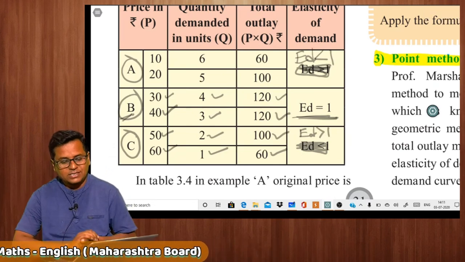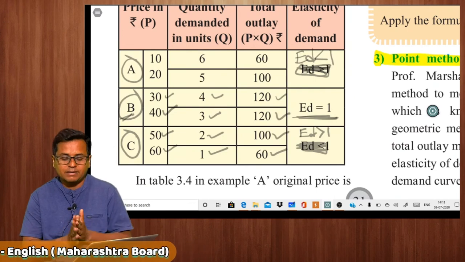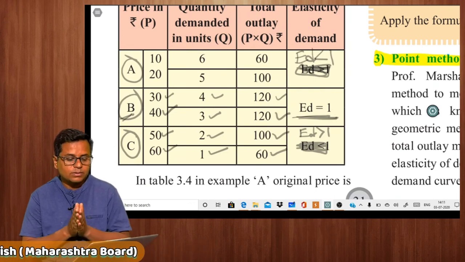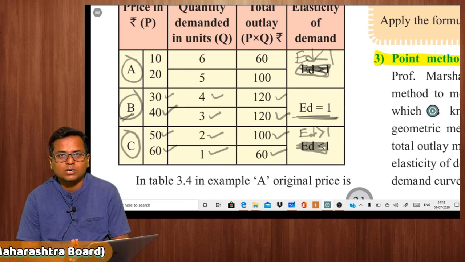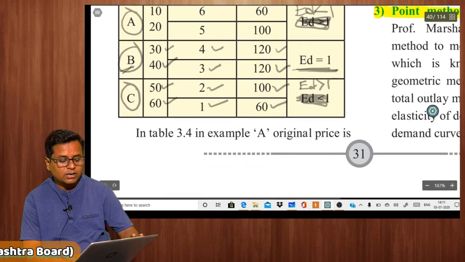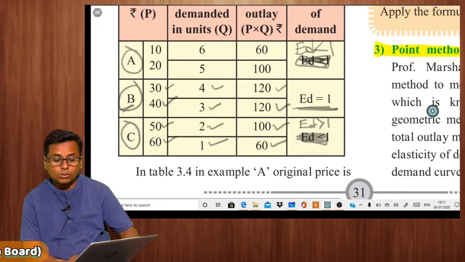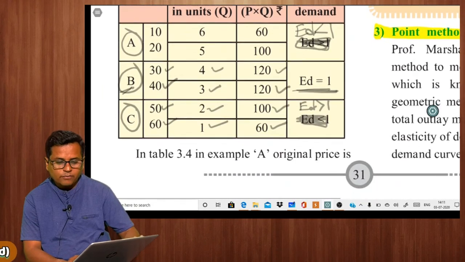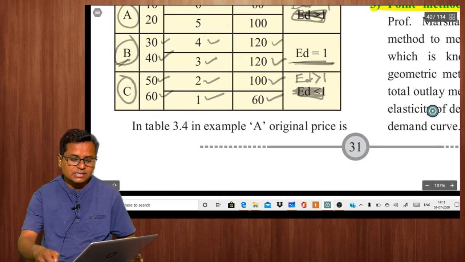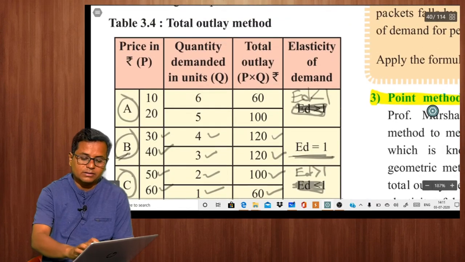So elasticity of demand is greater than 1. This is the total expenditure method or total outlay method of measuring price elasticity of demand.